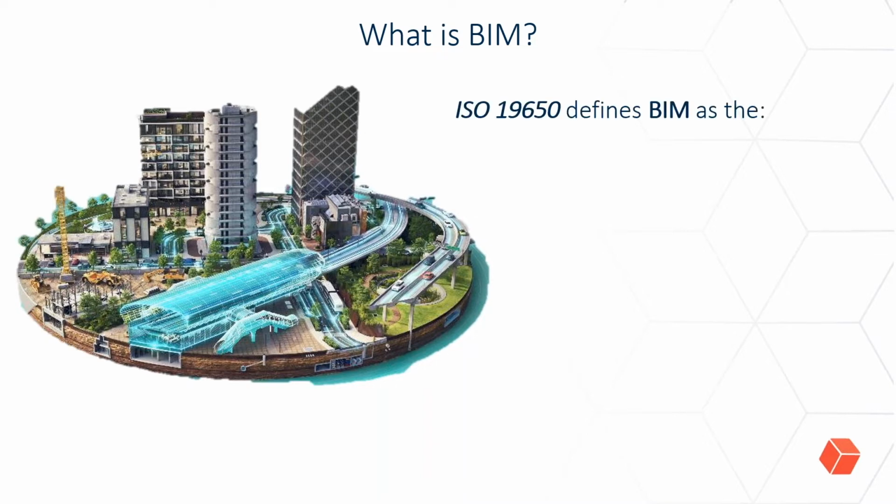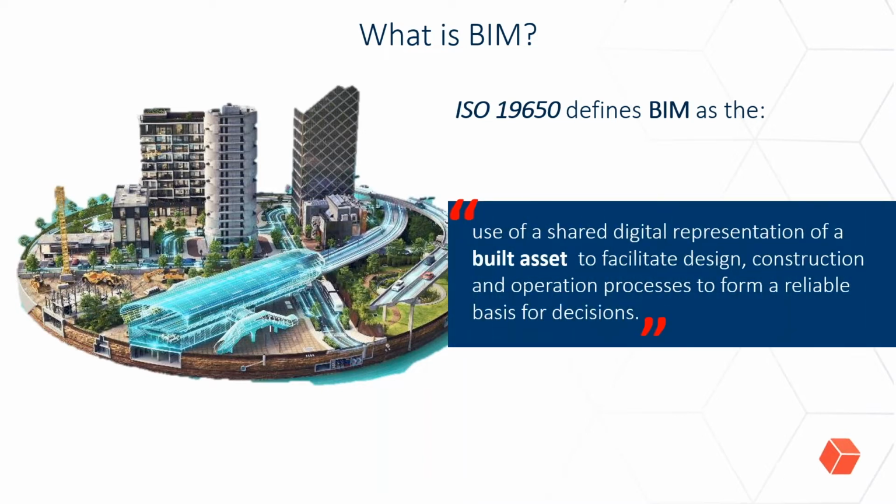So ISO 19650 defines BIM as the use of a shared digital representation of a built asset to facilitate design, construction, and operation processes to form a reliable basis for decisions. If we look at that, one thing to remember here is it refers to built assets. So if you have joined today and you're not an architect or engineer who works on buildings, but perhaps you are more from a civil infrastructure point of view, this refers to you as well and it applies to you as well. And I think a lot of what we're covering from an IP point of view, although we're referring to Revit models, would probably apply to you in a civil or even a process plant aspect.